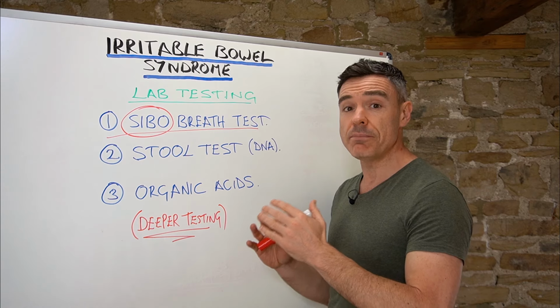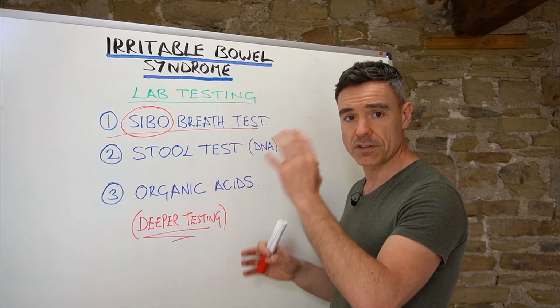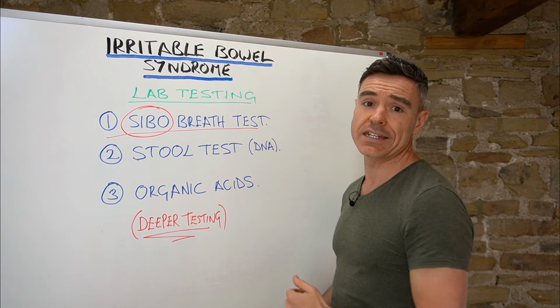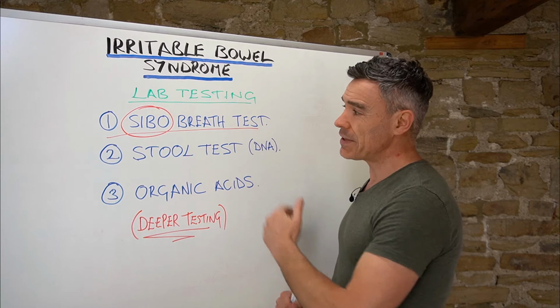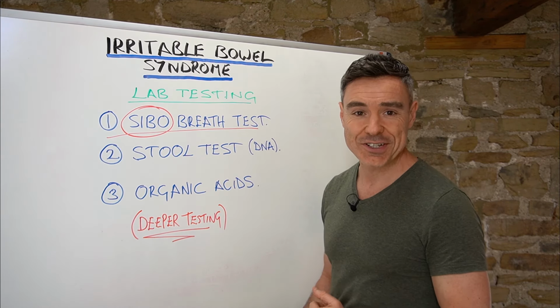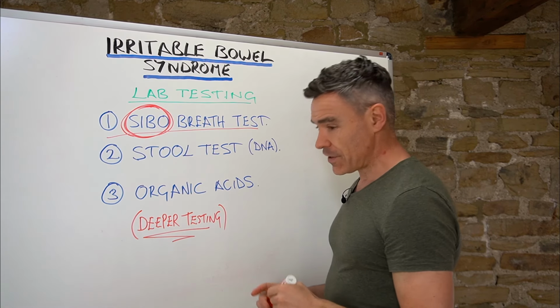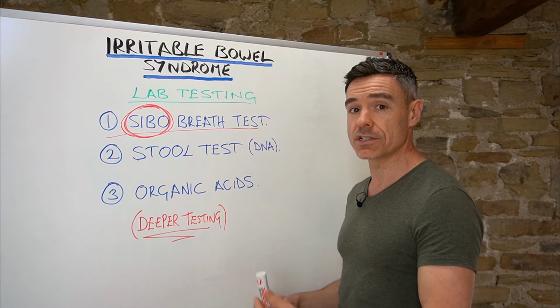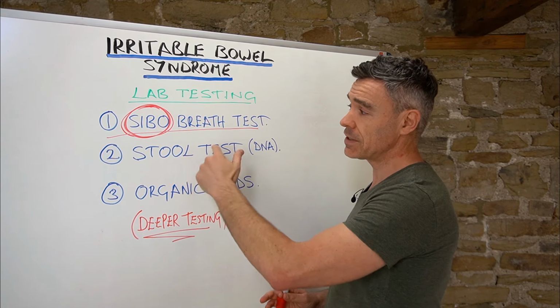And if the hydrogen and methane levels increase too soon across time after you've drunk the sugar solution, it's a very strong indicator that you have some form of SIBO. So that breath test can be really helpful. The problem with the breath test is that it only tests for SIBO. And so if you have SIBO and that's the main cause of the irritable bowel syndrome, that's great because you're going to identify that using this test.